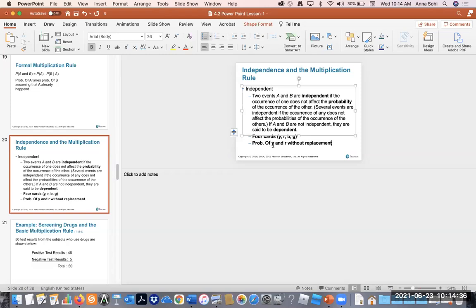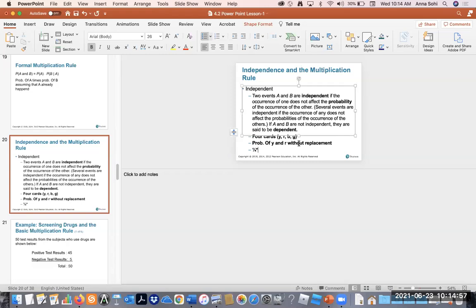So probability of yellow is 1 out of 4. So that's easy. So it's 1 out of 4 times, then probability of, it says without replacement, means you're assuming that the first one happened.